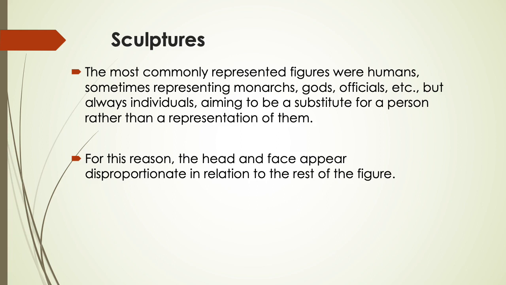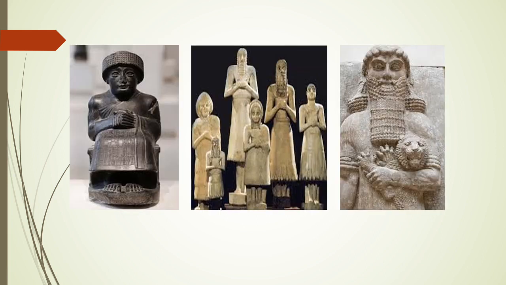The most commonly represented figures were humans, sometimes representing monarchs, gods, officials, but always individuals, aiming to be a substitute for a person rather than a representation of them. For this reason, the head and face appear disproportionate in relation to the rest of the body of the figure. Human representations portray a total indifference to reality without any likeness, while animal representations have a greater realism and fidelity to them. These are some sculptures.